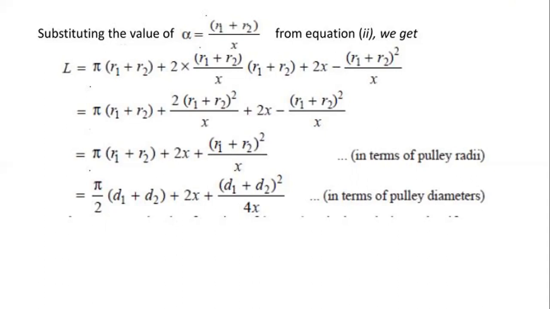So it is taken as pi into R1 plus R2 plus 2x plus R1 plus R2 whole squared by x. That is in terms of the pulley radii. Next, it is taken as pi by 2 into D1 plus D2 plus 2x plus D1 plus D2 whole squared by 4x. So that is in terms of the diameters.